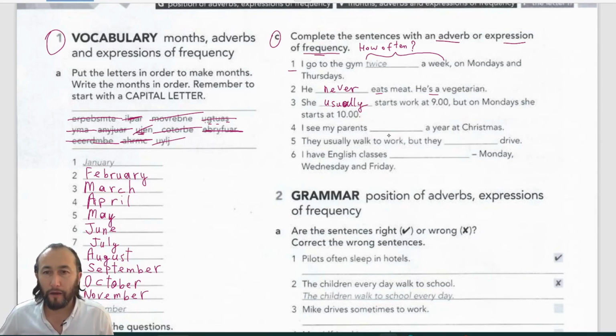4. I see my parents a year at Christmas. So at Christmas, that would be once a year. Once a year. Number 5, they usually walk to work, but they drive. All right, so they usually walk to work, but they sometimes drive. Number 6, I have English classes. Now look at Monday, Wednesday, Friday. The Monday, Wednesday, Friday, that will be 3 times a week.